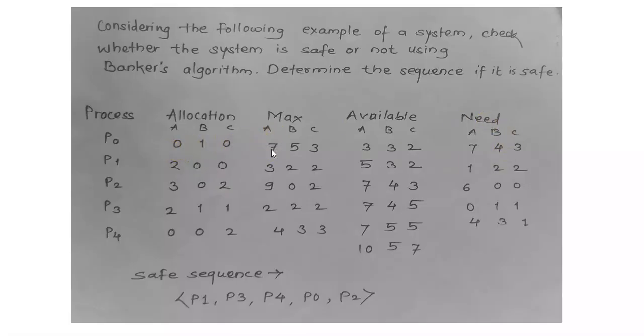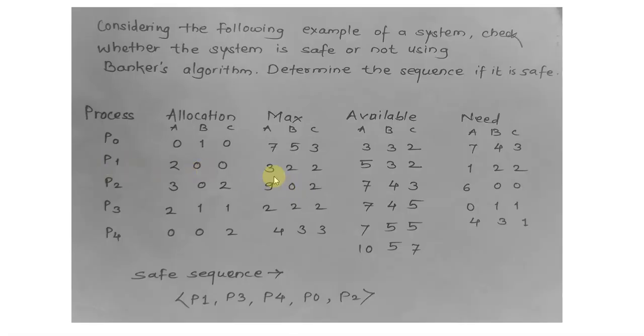So we are going to calculate the need. 7 minus 0, it's 7. 5 minus 1, it's 4. And 3 minus 0, it's 3. So in short, for the process P0, 0, 1, 0 resources are allocated, the maximum need is 7, 5, 3, and currently it needs 7 instances of A, 4 instances of B, and 3 instances of C. In the same way, we have to calculate need for each and every process.